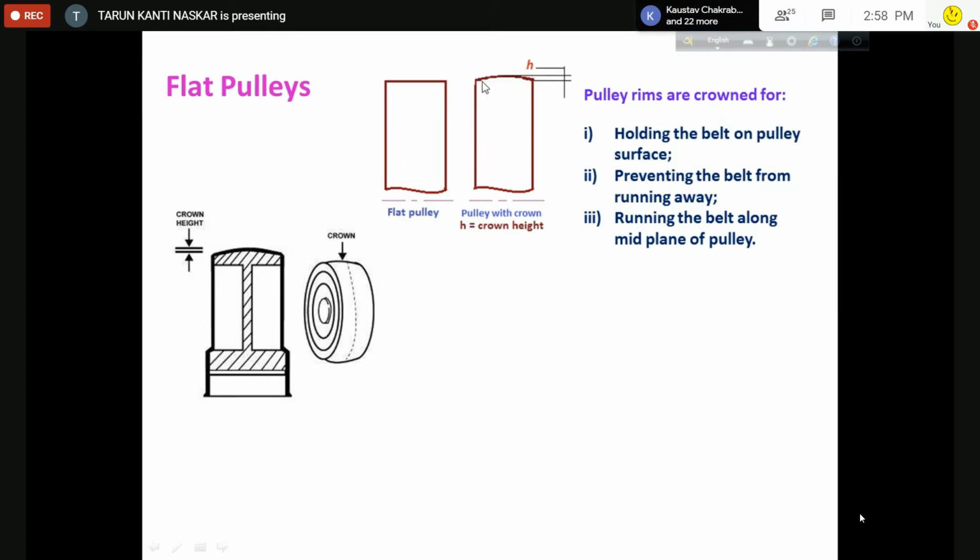So if one side is crowned, then it is sufficient to keep the belt sticking to the surface of the pulley. Is it clear what I am telling? Is it clear?